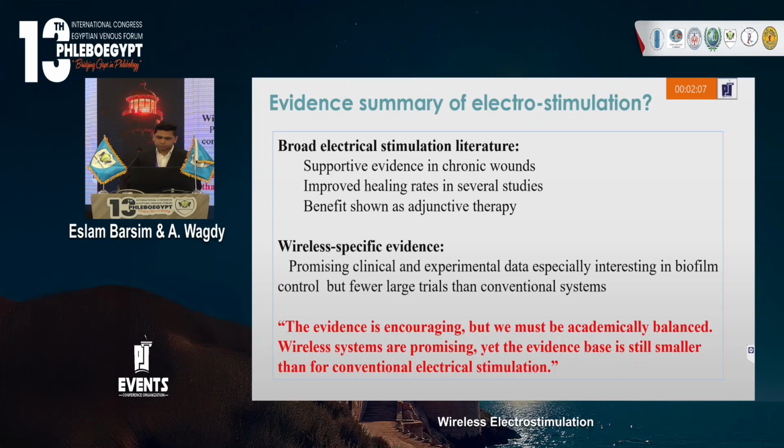Thank you, Dr. Eslam. So electrical stimulation therapy has been an effective method to accelerate healing in chronic and difficult wounds. Wireless systems represent an exciting advancement due to their potential role in disrupting biofilm. However, larger high-quality studies are still needed to confirm their quality. While wireless systems are very promising, the strongest evidence currently still supports the traditional wired techniques.